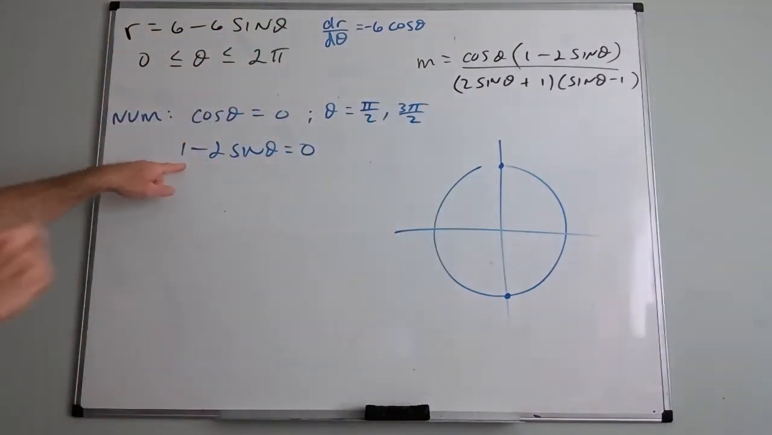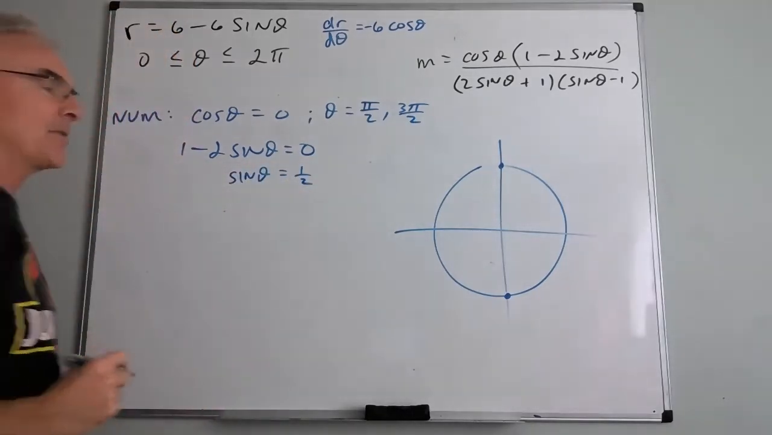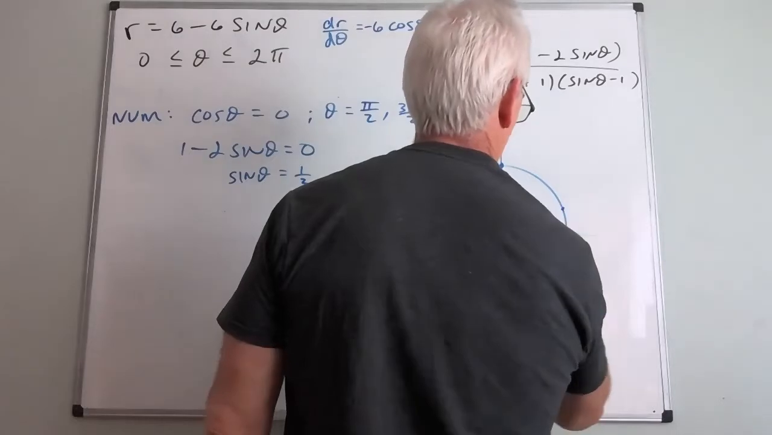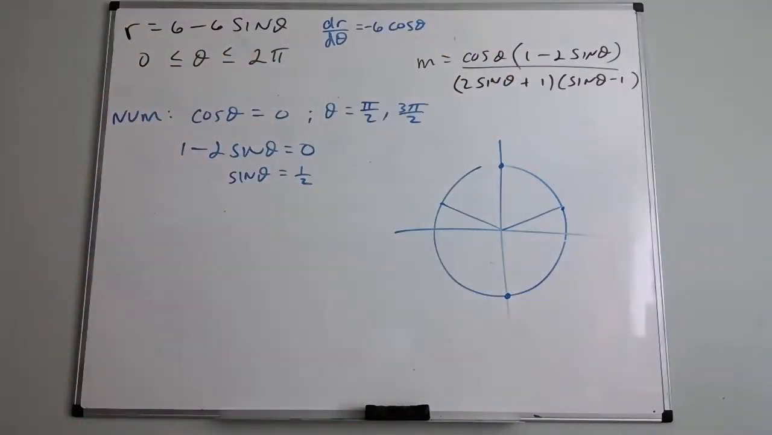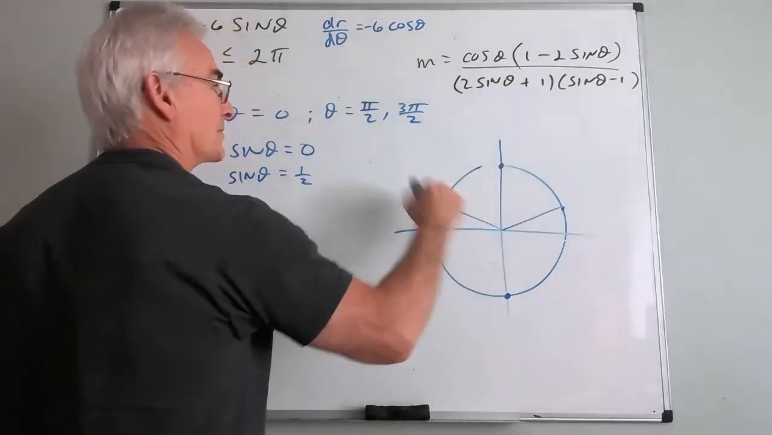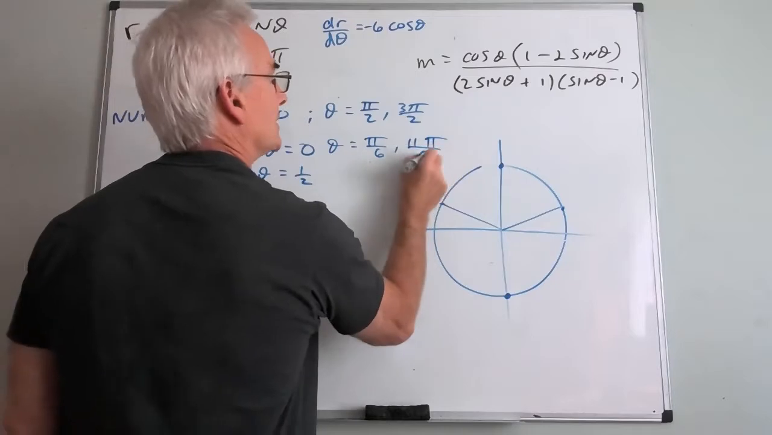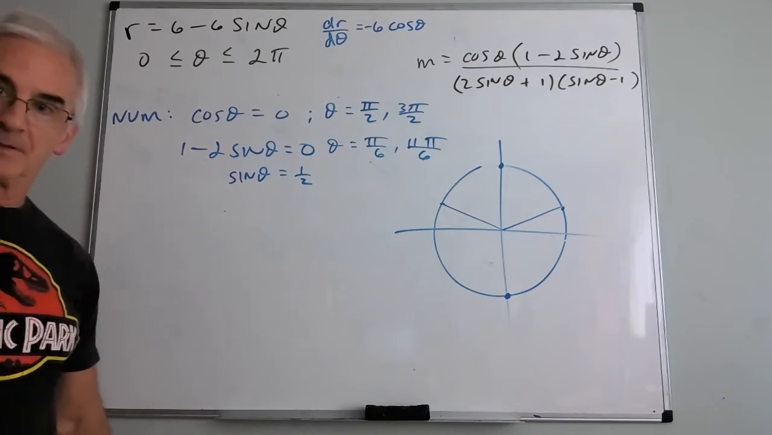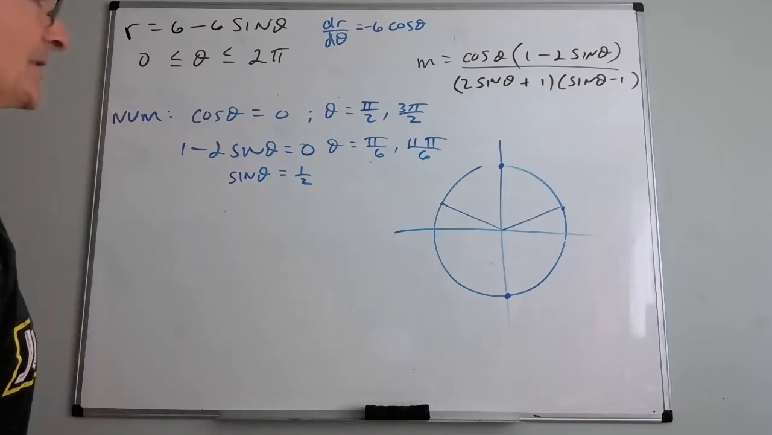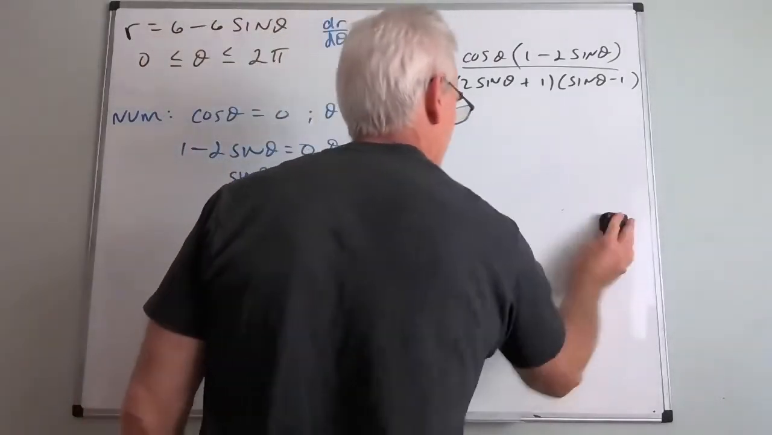1 minus 2 sine theta equals 0. That means that sine theta equals a half. Sine theta will equal a half here and here. Okay, that's a 30-degree type in both. So this would be theta equals pi over 6 and 5 pi over 6. So right now my numerator is going to be 0 at 4 different places. And then we'll go back to our picture in a moment to figure out what that looks like. This isn't my cardioid. This is just my unit circle to make it easier for me to answer that part.